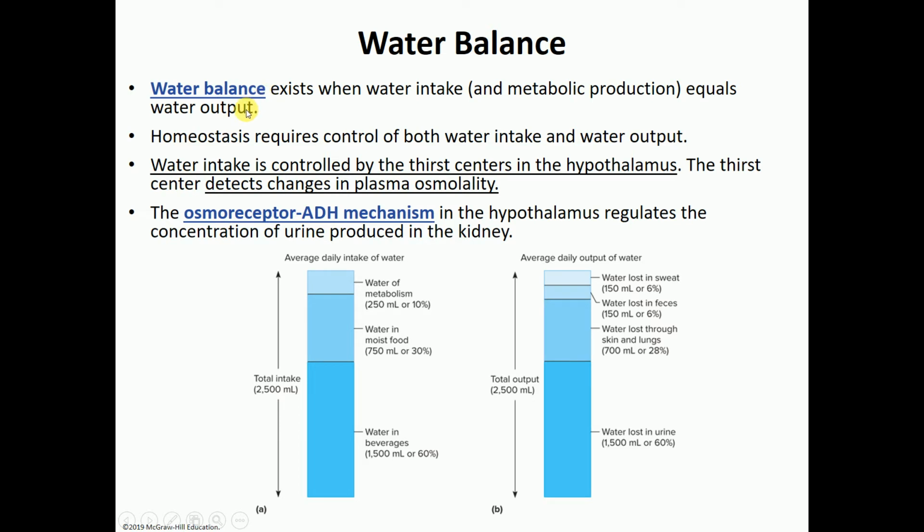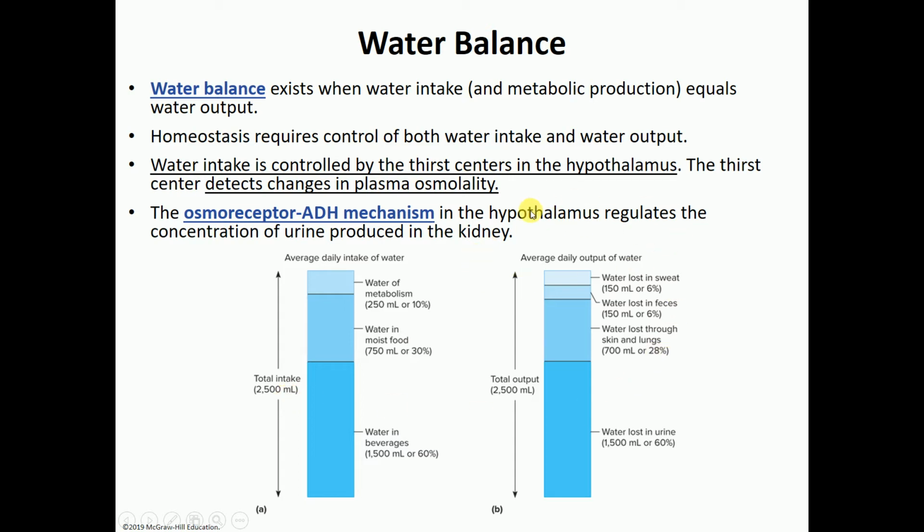So what are the different sources of water intake? Obviously, the majority of water we take in is through drinking different beverages. Our moist food, not hard food, but moist food does have water in it as well. And then our own cells also make water as a product of the different metabolic reactions that are occurring in the cell. So on average, the daily intake of water is about 2,500 milliliters, which is 2.5 liters.